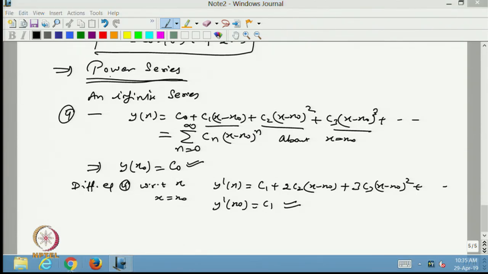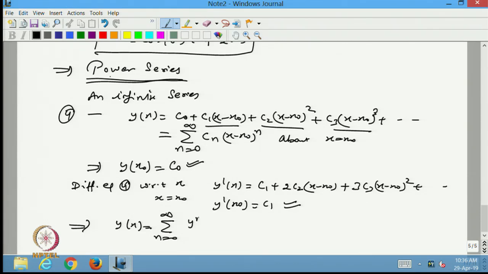So, from here I can write my equation as y(x) equal to the summation n from 0 to infinity, where Cn is the nth derivative of y at x naught divided by n factorial, and this is multiplied by (x minus x naught) power n.